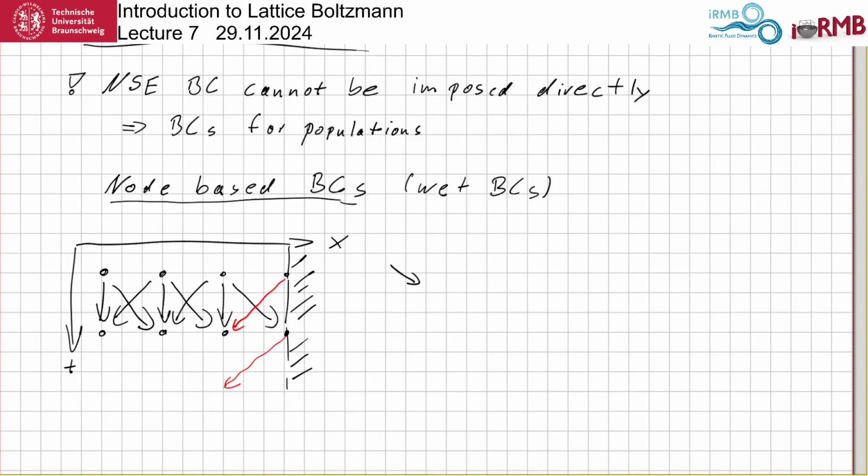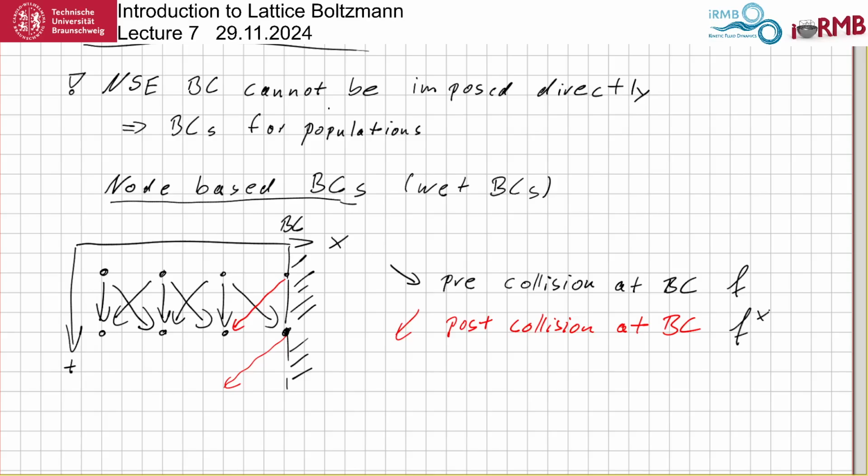Now we have here the pre-collision population at the wet node, that's coming in. This is the black one here. This is pre-collision. At BC, so BC is this location here, we'll have a post-collision at BC. So call this thing here F, as always. In post-collision we call this F star.